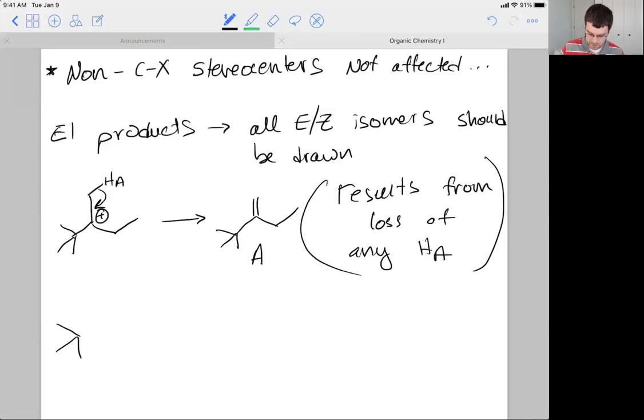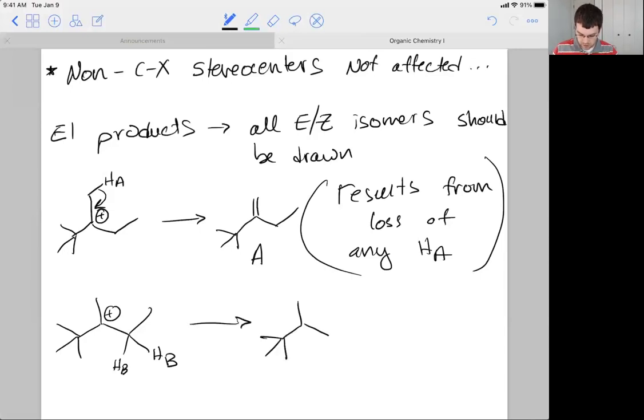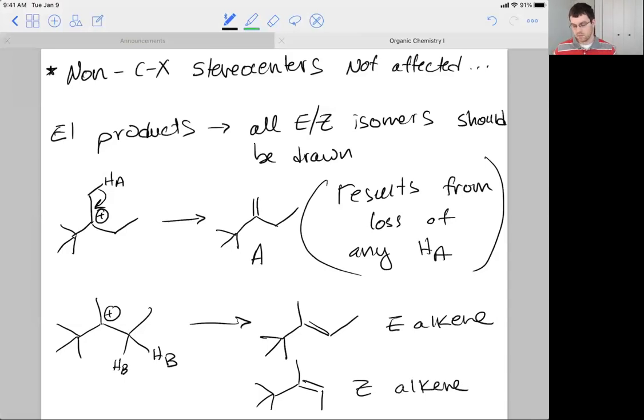Now, similarly, we could form carbon-carbon double bonds from losing the vicinal hydrogens, which I'll label down here as HB. However, one would give rise to what looks to be an E product, and then another one would give rise to a Z product. Okay, so here both are formed.